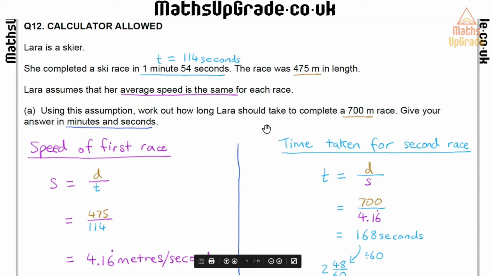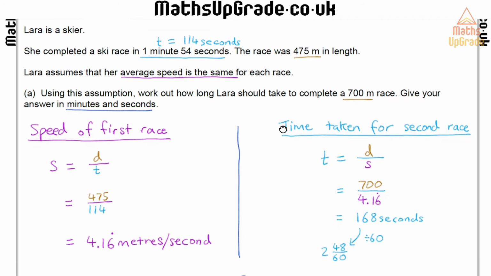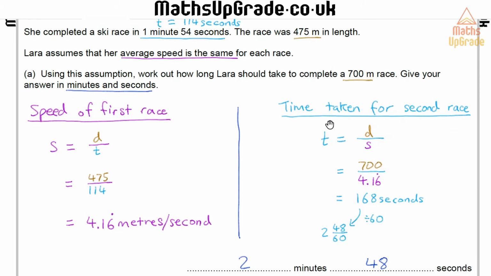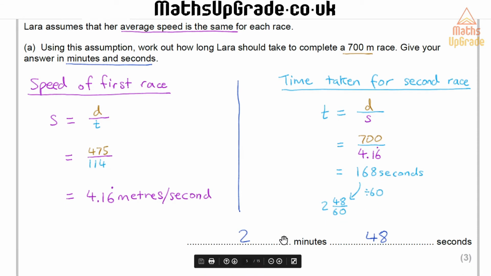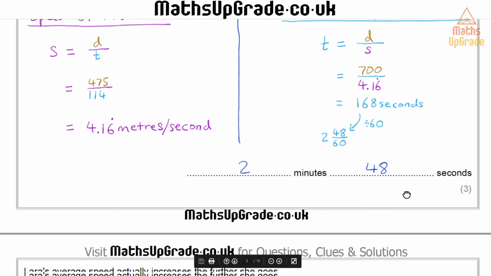So now I'm going to work out the time she took for her second race. Then I'm going to make sure I convert it into minutes and seconds. So the time taken is given by this formula here, which I've just rearranged from here. So distance divided by speed. Distance is 700 meters now. Speed I've just worked out. If I substitute that in, I end up with 168 seconds. To turn this into minutes and seconds, I need to divide by 60. Using a calculator, just divide this by 60, and you end up with 2 and 48 sixtieths. So that's 2 minutes and 48 seconds. So that is 3 marks for that part of the question.